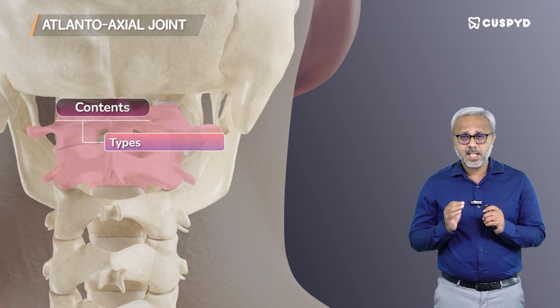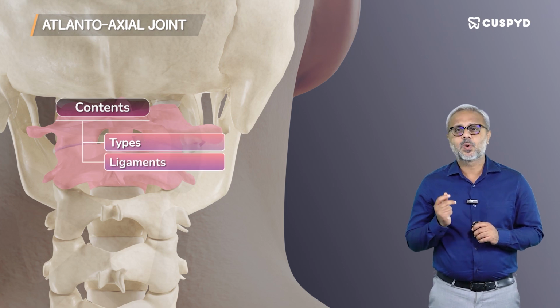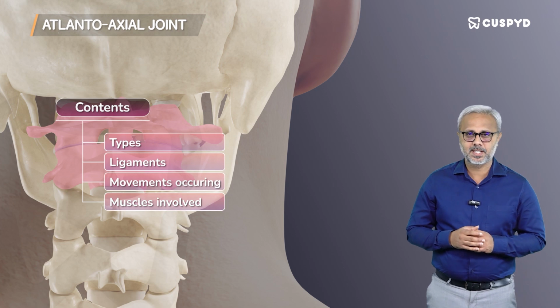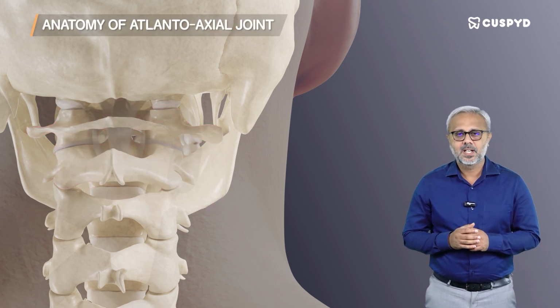and then for each type we will learn what type it is, what the ligaments are, what movements occur here, and what muscles are responsible for these movements. Let's talk about the anatomy of the atlantoaxial joints then.